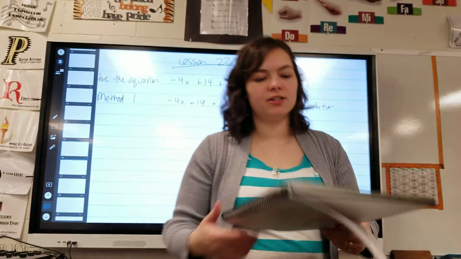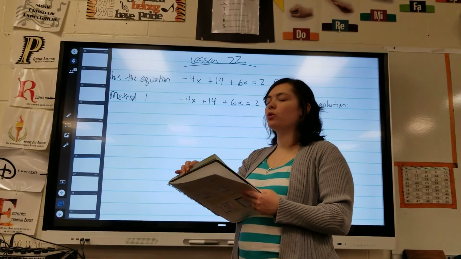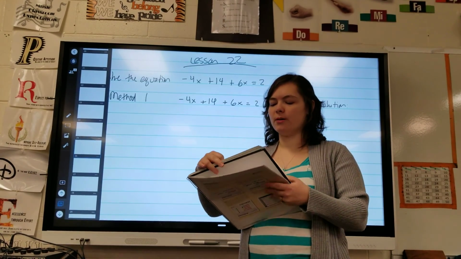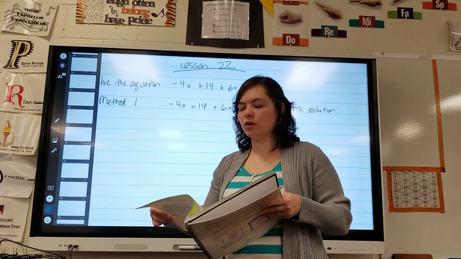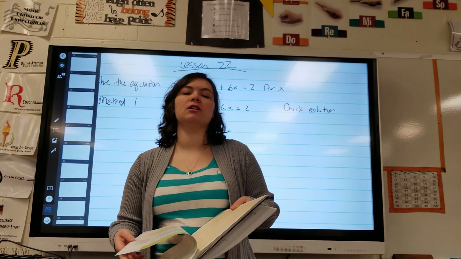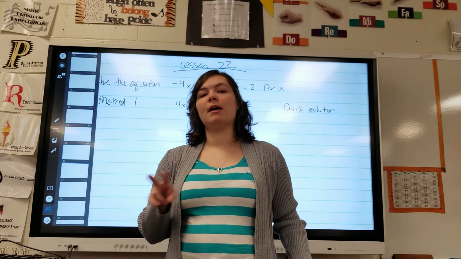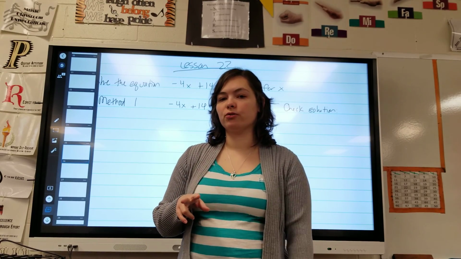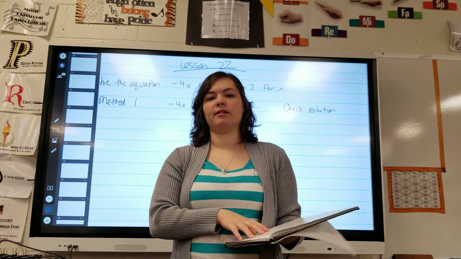Hey pre-algebra kids, so today is going to be lesson 22 and we're basically going to be doing the same thing that we did in 21, but we're going to investigate different methods. So solving equations that require simplification and have different methods about going about it. So you're going to see two methods for each example that I'm about to go through, and I have to use my book because I want to make sure I'm following the right method each time.